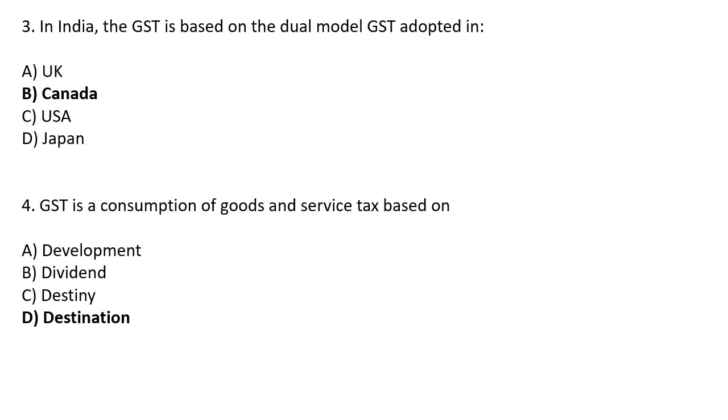In India, GST is based on the dual model. This type of GST model is adopted in Canada. So we are following the Canada GST model. GST is a consumption of goods and services tax based on option A development, option B dividend, option C destiny, option D destination. The correct answer is option D destination. GST is a consumption of goods and services tax based on destination.